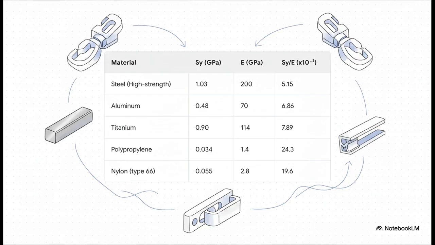I mean, just look at this table. High-strength steel has a monster yield strength, right? But it also has a monster Young's modulus, a huge stiffness. So its performance ratio is about 5.